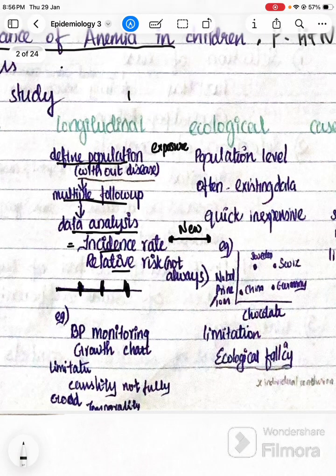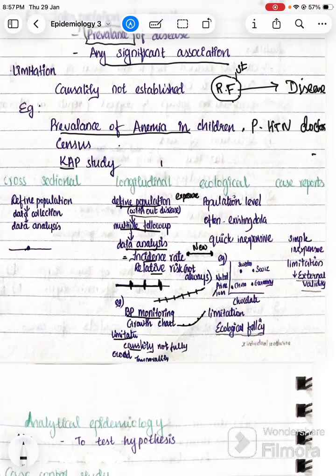For example, BP monitoring. BP monitoring happens from childhood. We'll be taking records. After every year we'll be asking them to come for follow-up. We'll be checking. It's a longitudinal study. Growth chart. Growth of the child will be monitored for a long time. That is also an example of a longitudinal study. Limitation is causality is not fully established.